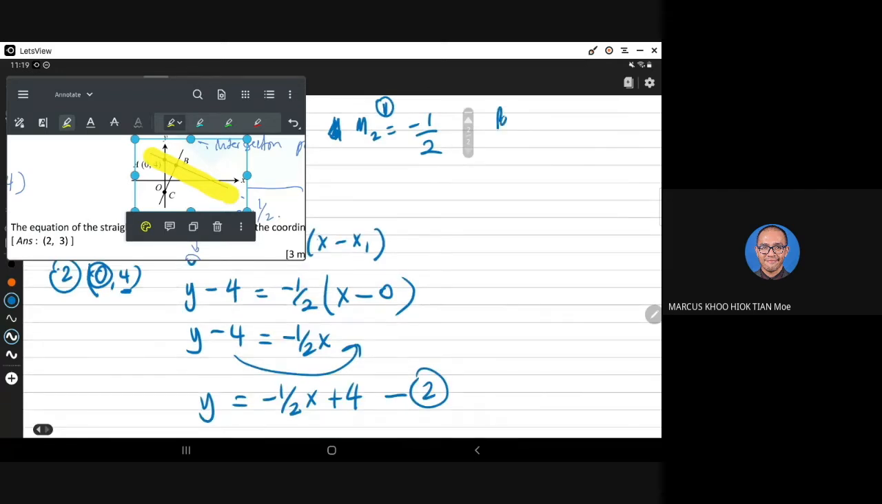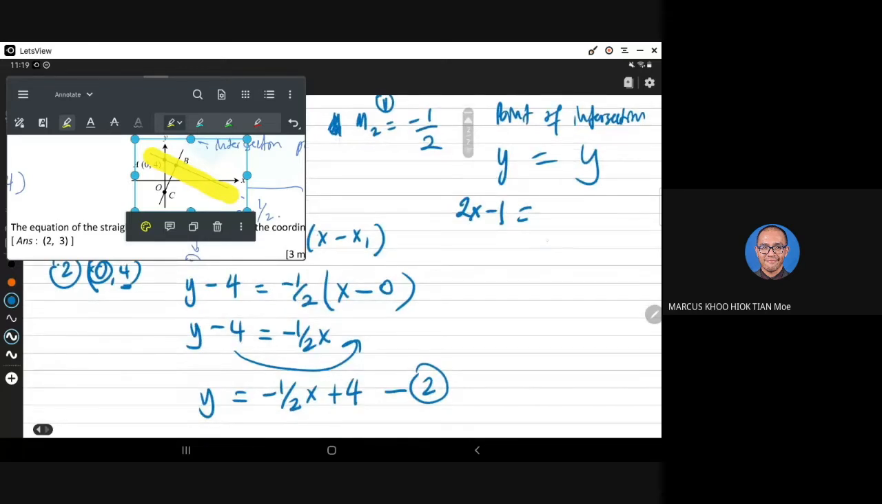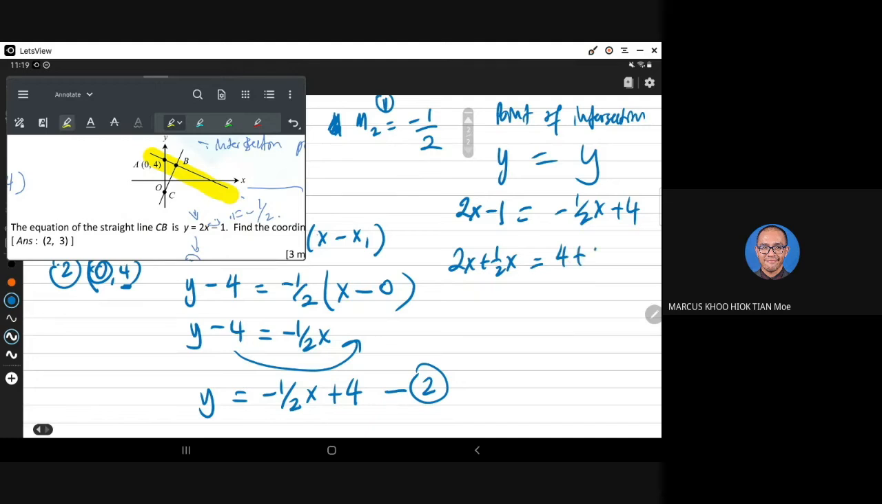So to find the point of intersection, we have y equals to y. The first y is 2x minus 1 equals to negative half x plus 4. And so you can start moving things around. So 2x plus half x equals to 4 plus 1. 5 over 2 x equals to 5. So x equals to 2, I think. Is it 2? Yeah, x equals to 2.